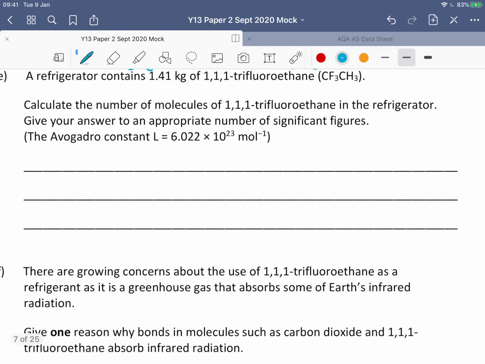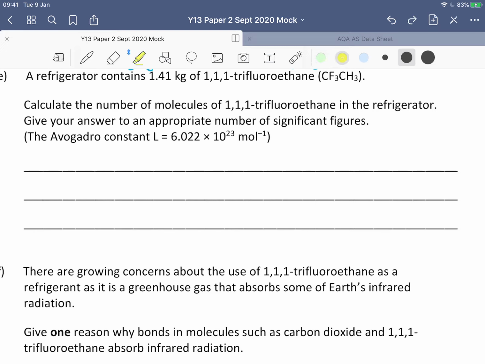So now we have a calculation question. A refrigerator contains 1.41 kilograms of trifluoroethane. Calculate the number of molecules in the refrigerator. Give your answer to an appropriate number of significant figures. And then we've got Avogadro's constant. Okay, so let's go through this carefully.